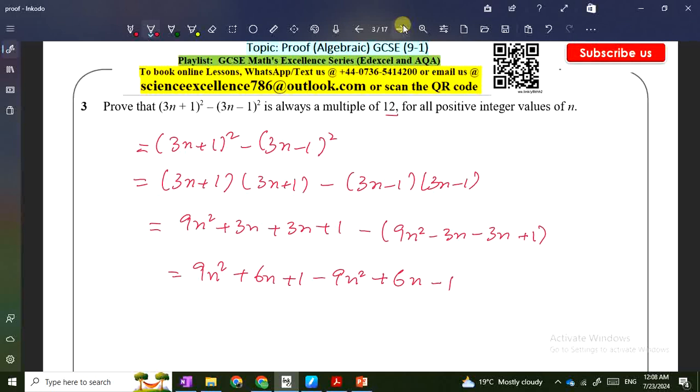Now 9n square minus 9n square cancel out, positive 1 negative 1 is 0, so 6n plus 6n will be 12n. So you can see this number is a multiple of 12, and hence proved the difference of these two squares is a multiple of 12.